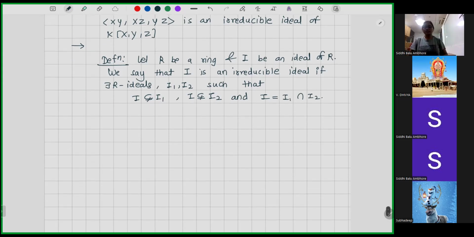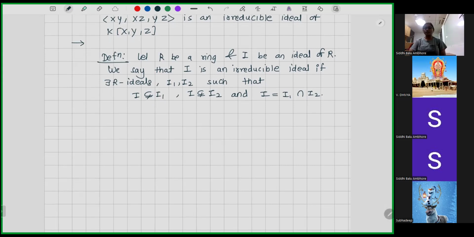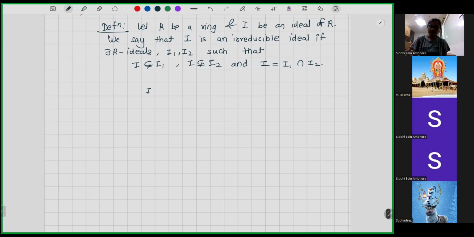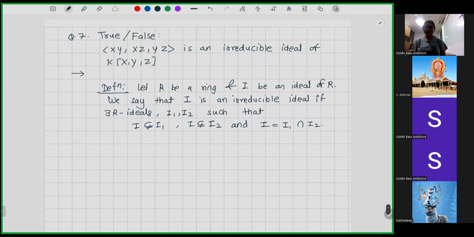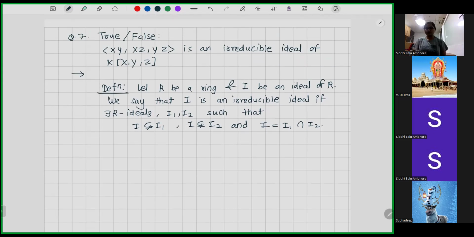Why this is necessary is because otherwise we could always take I1 to be the whole thing. For example, if I is contained in J, then I can always write I as I intersection J, right? So this doesn't really help. That's why we need this: I is properly contained in both of them and their intersection gives me the required ideal. Is the definition clear? I mean, there exists some element here which is not an element of I, and similarly there exists some element here which is not an element of I.